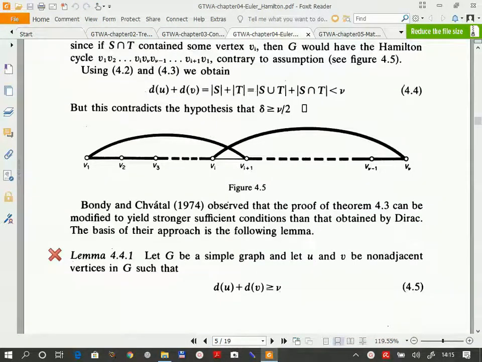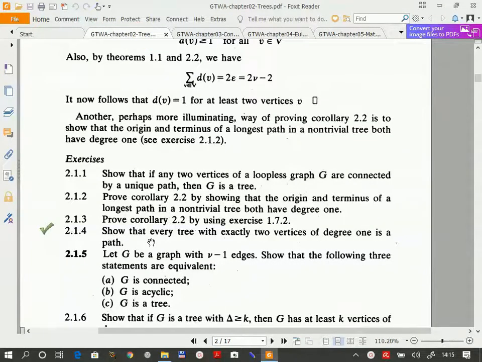Afternoon. So we were left with an exercise here in trees. Show that the tree with exactly two vertices of degree 1 is a path. Has anybody tried to solve this? Has anybody solved this? Okay, so you try and then solve it next time. All right?